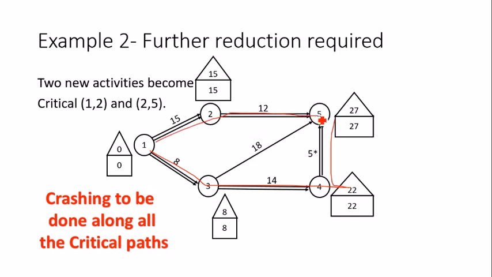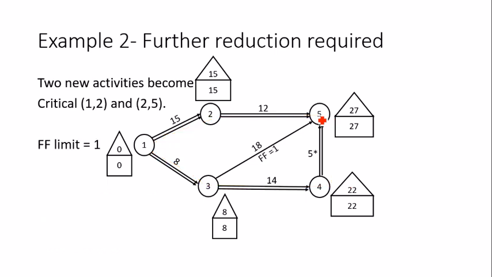So I have to do the crashing along all the critical paths. It will not be sufficient to do the compression along just one critical path. However many critical paths there are, you have to repeat the process along every path. That should be clear. And the first step again, we have to do the further reduction. So I'll first be computing the FFs. There is just one activity which is now non-critical, and its FF is turning out to be 1. So the FF limit is 1.